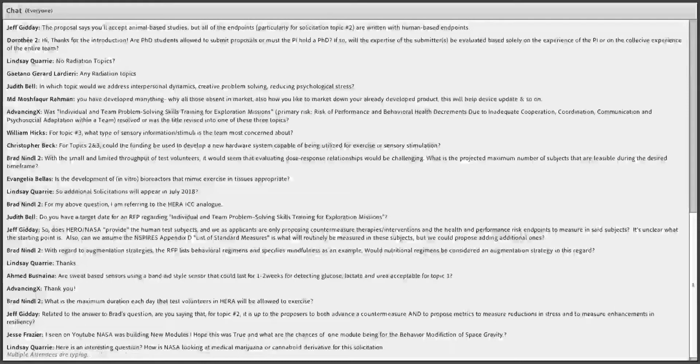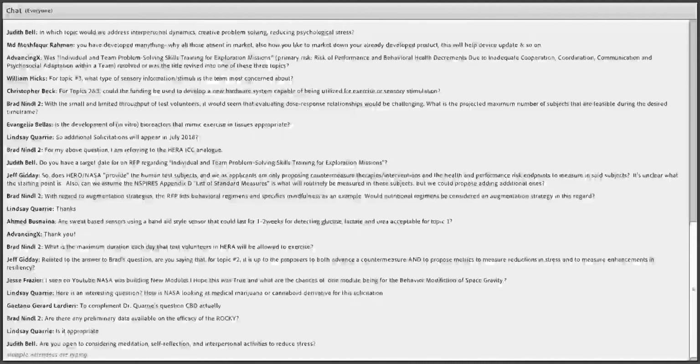From Brad, are there any preliminary data available on the efficacy? I see lots of head shaking now. Okay, you don't have anything yet. No, not yet. We're in the technical phase right now, and it's later supposed to be tested on the ground and on ice. So we don't have any preliminary data available for this solicitation.